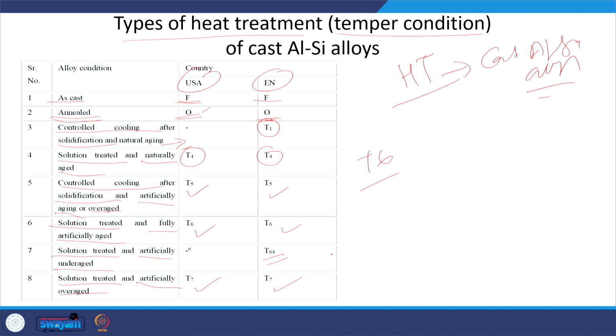And a casting subjected to solution treatment followed by artificial overaging is given as a T7 temper condition. So these are the different heat treatment conditions or temper conditions when the castings are subjected to a variety of heat treatment approaches.